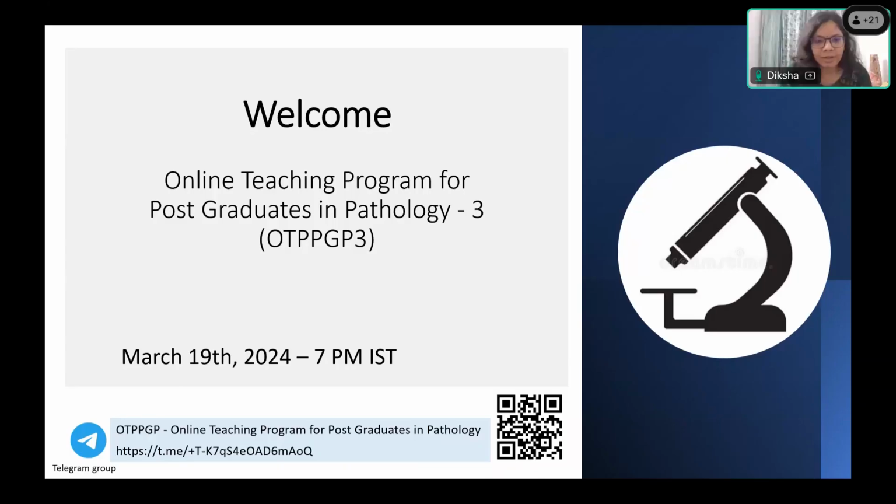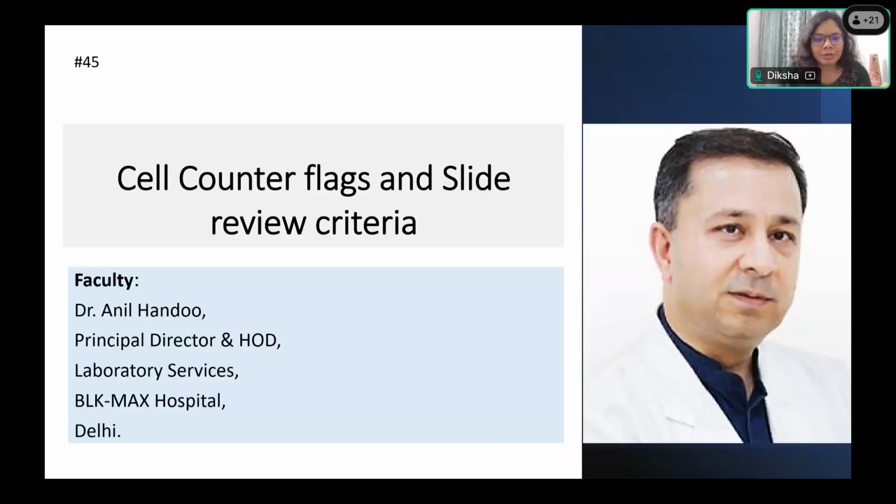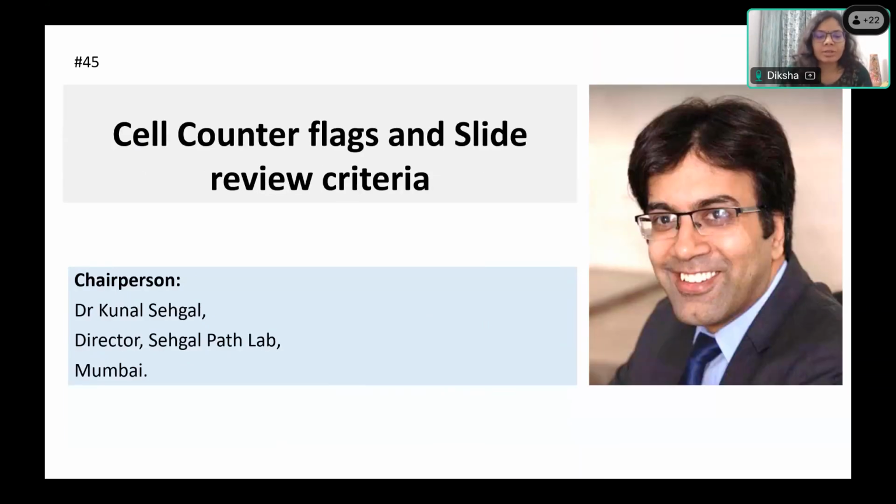Pathology Part 3. Today, we are having a lecture on cell counter flags and slide review criteria by Dr. Anil Handu, who is currently the Principal Director and Head of Department Laboratory Services, BLK Max Hospital, Delhi. Chairing this session is Dr. Kunal Sehgal, who is the Director of Sehgal Path Labs, Mumbai.